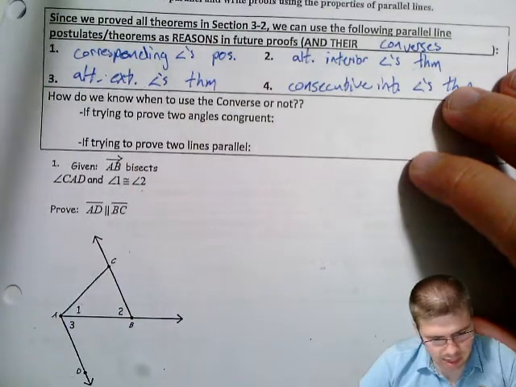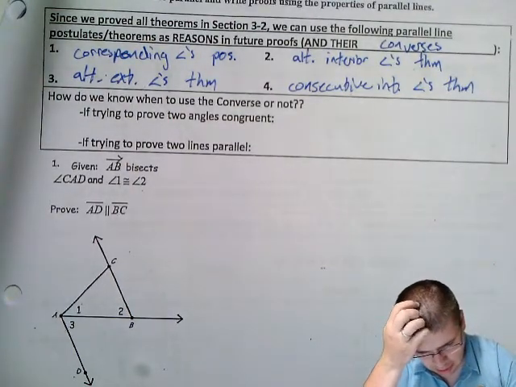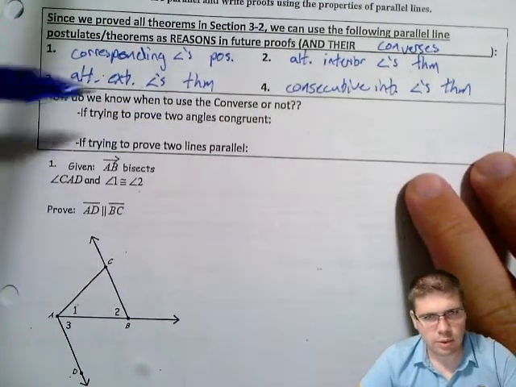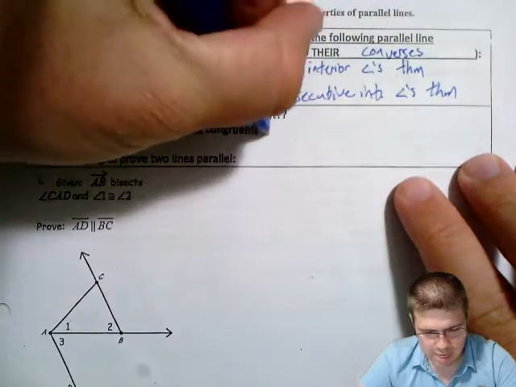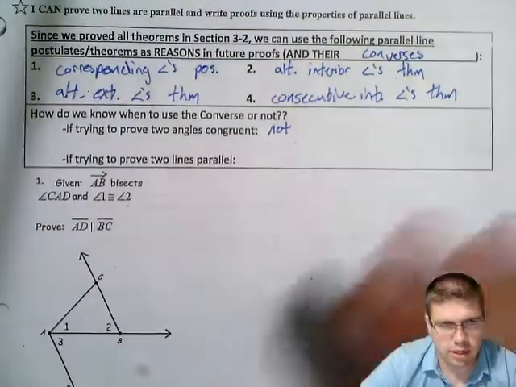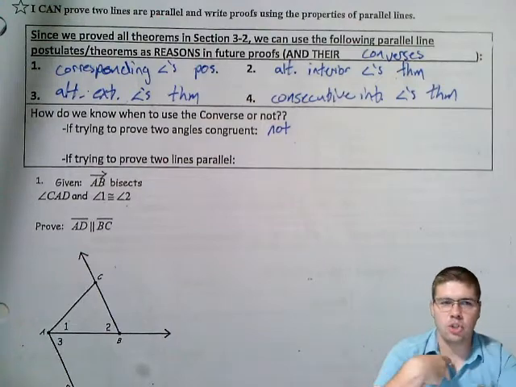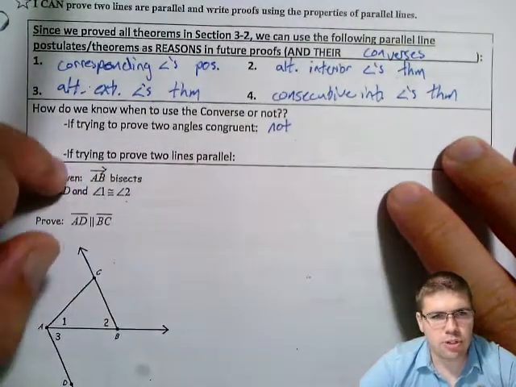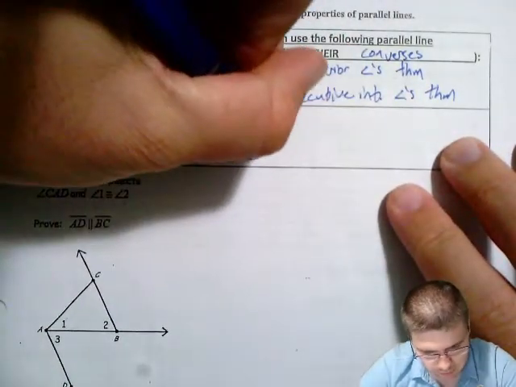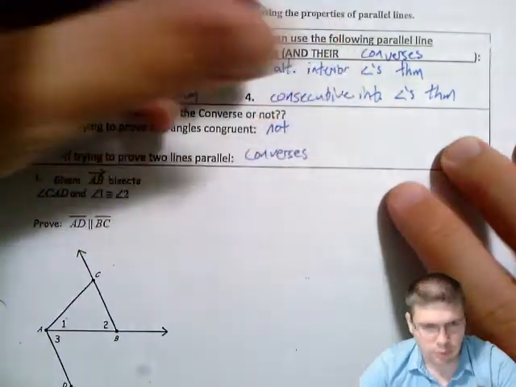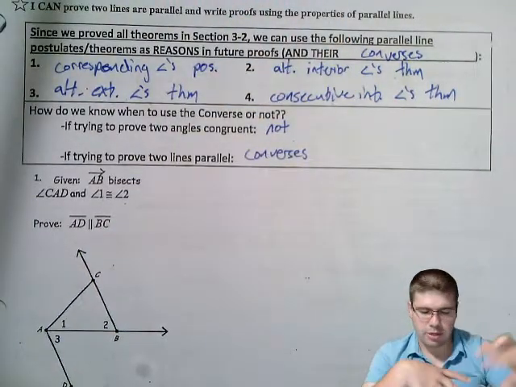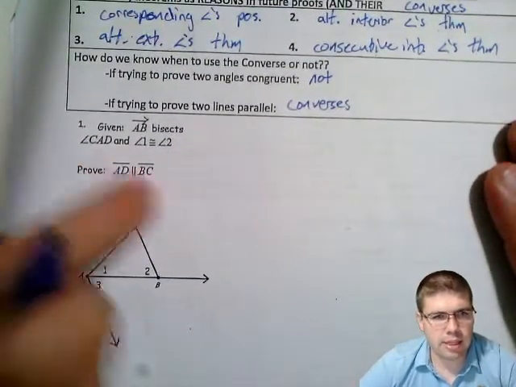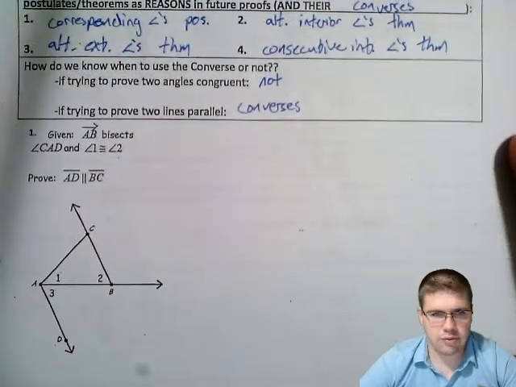Yeah, and then this little bit, how do we know when to use the converse or not? If we're trying to prove that two angles are congruent, we're not going to use the converse. We're just going to use the straight ahead theorem. The theorems state, assuming parallel, then we know these angles are congruent. If we're trying to prove that two lines are parallel, then we will use the converses. The converses are saying, if these angles are congruent or supplementary or whatever, then we know the lines are parallel. So in this case, we're ultimately proving that they're parallel, so we're going to end up using a converse in this justification.